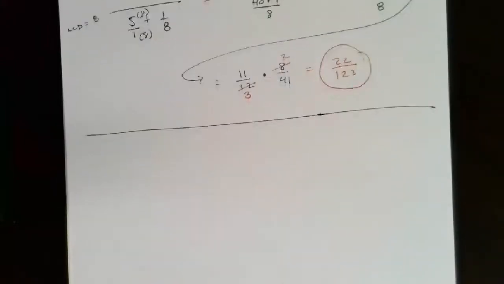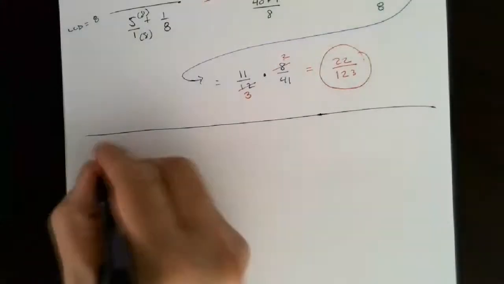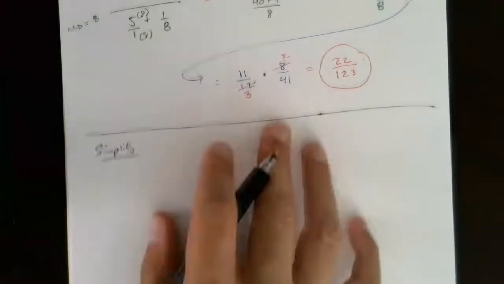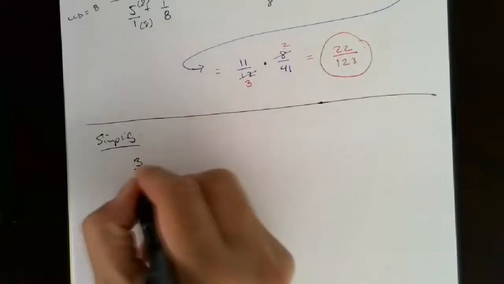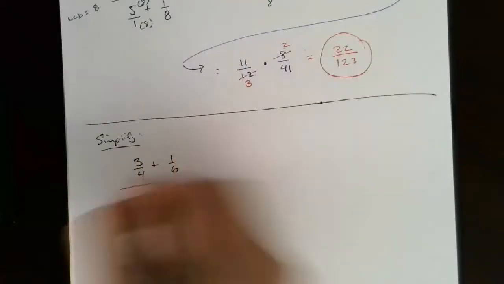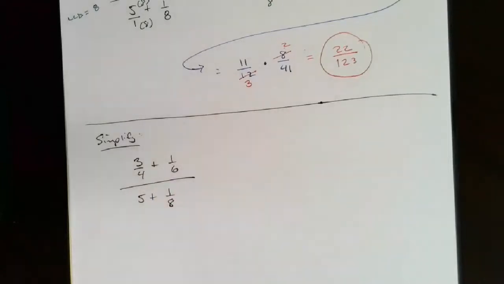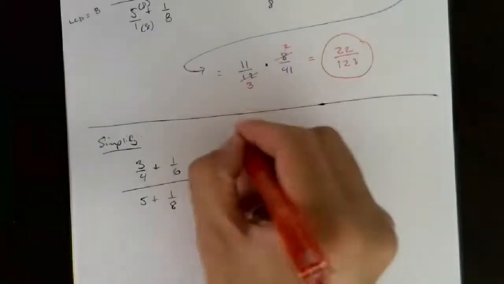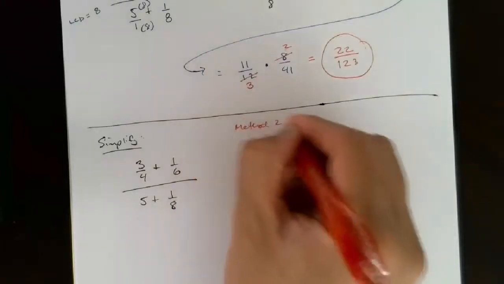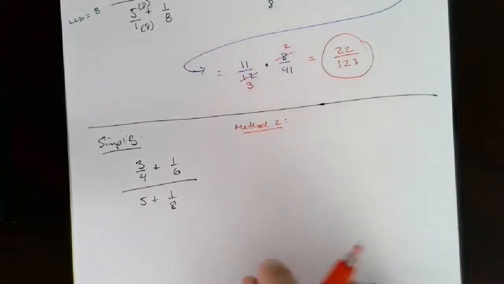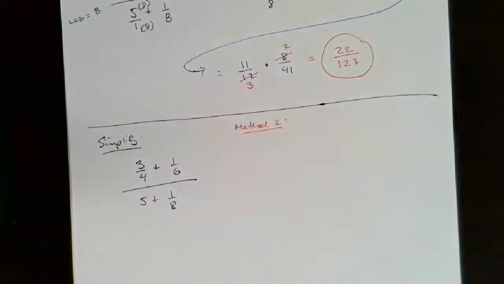So now let's do the same example, but with method 2, just to show how both work. So I'm still going to simplify 3/4 plus 1/6 over 5 plus 1/8. And this time we're going to use method 2. So to simplify using method 2, remember what it said to do. It said multiply every term by the LCD of all the fractions that appear.